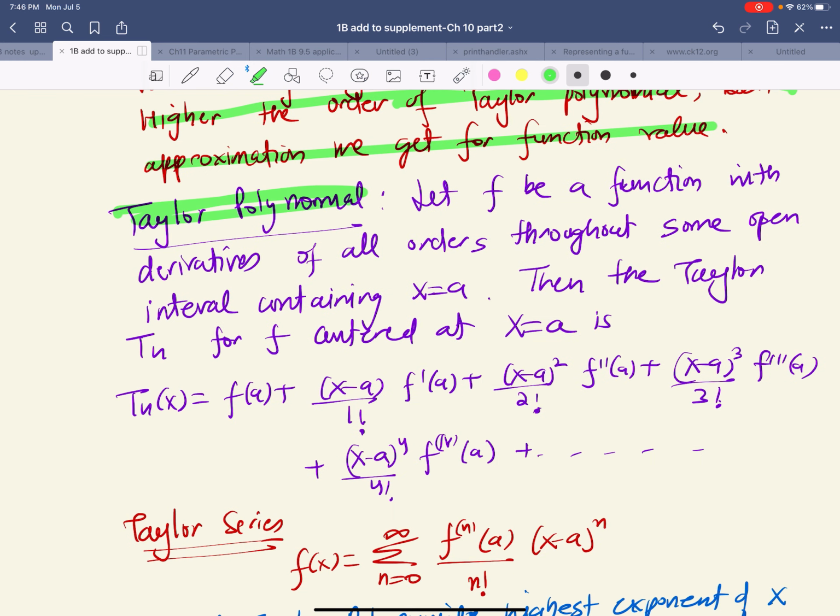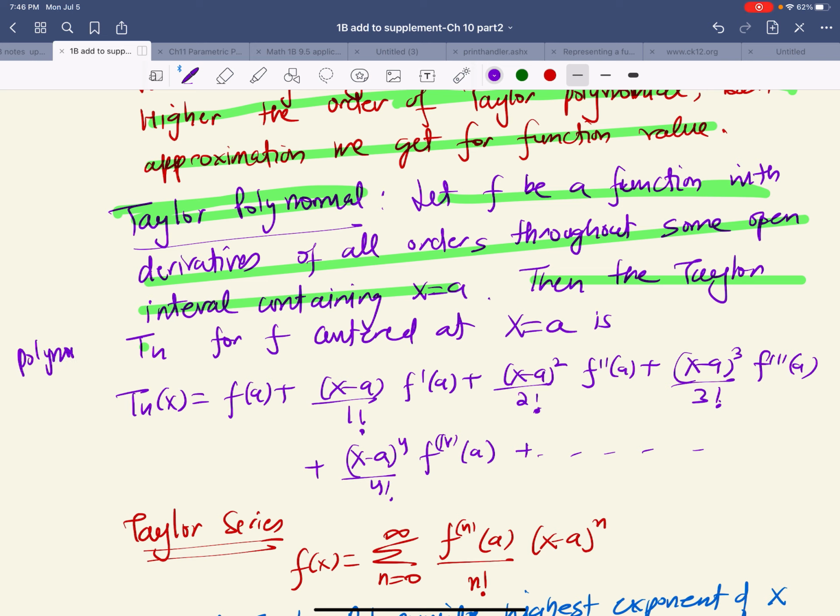Taylor polynomial. If f is a function with derivatives of all orders throughout some open interval containing x equals a, then the Taylor polynomial Tn for f centered at x equals a is written as Tn(x) equals f(a) plus (x minus a) over 1 factorial f prime of a plus (x minus a) squared over 2 factorial f double prime of a plus (x minus a) to the third power over 3 factorial f third derivative of a, and so on.